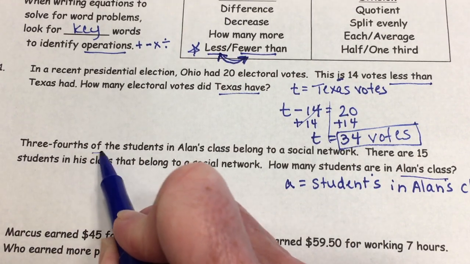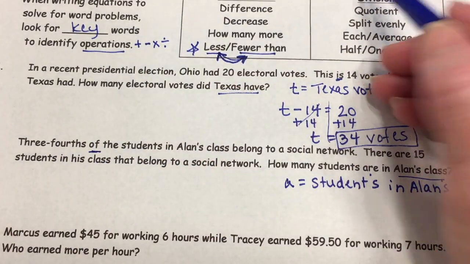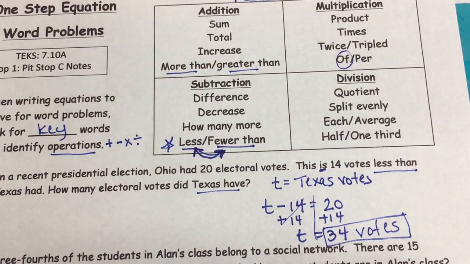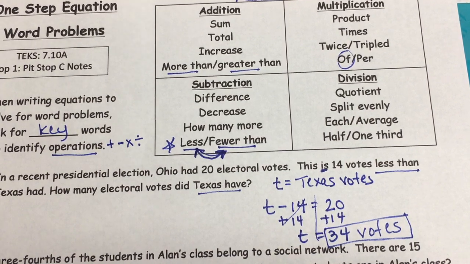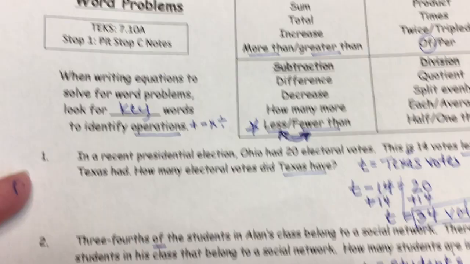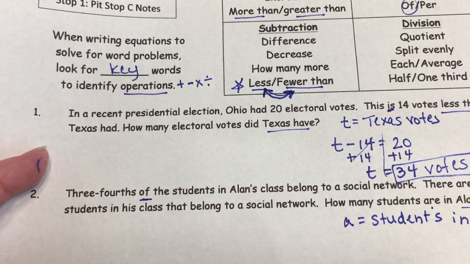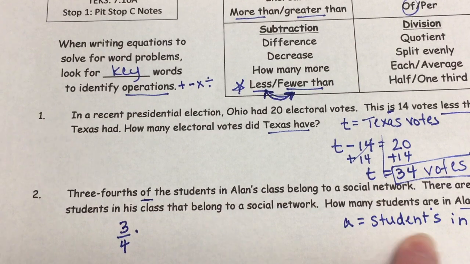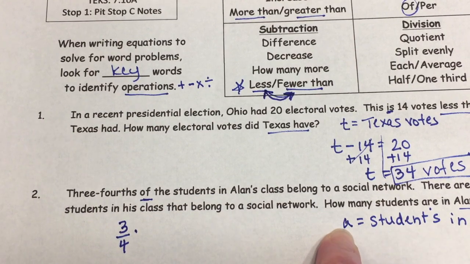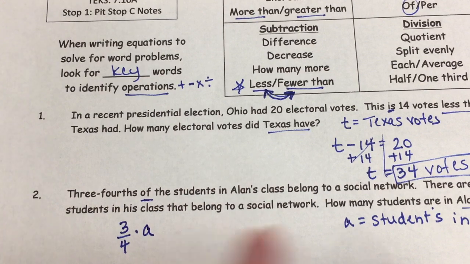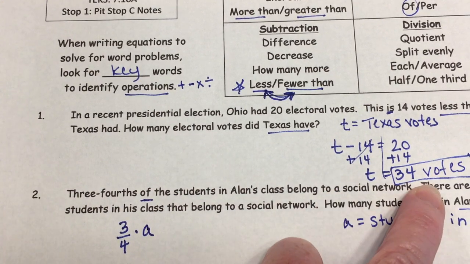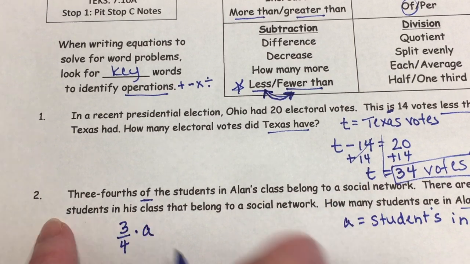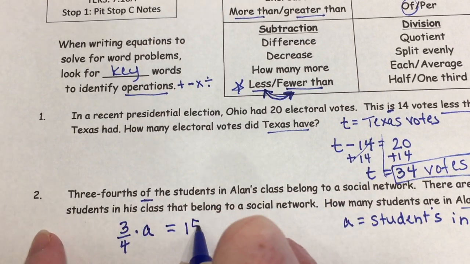So I can also look at the word "of," and "of" is actually another keyword. It's a little word, but it's kind of important. Of means multiply. So I'm going to rewrite this using multiplication. 3/4 of the students in Alan's class would mean 3/4 times the students in Alan's class. Well, I don't know how many students are in Alan's class, I'm calling that A. So 3/4 times A belong to a social network. And then the next sentence tells me there are 15 students that belong to a social network, so this must mean it's equal to 15.